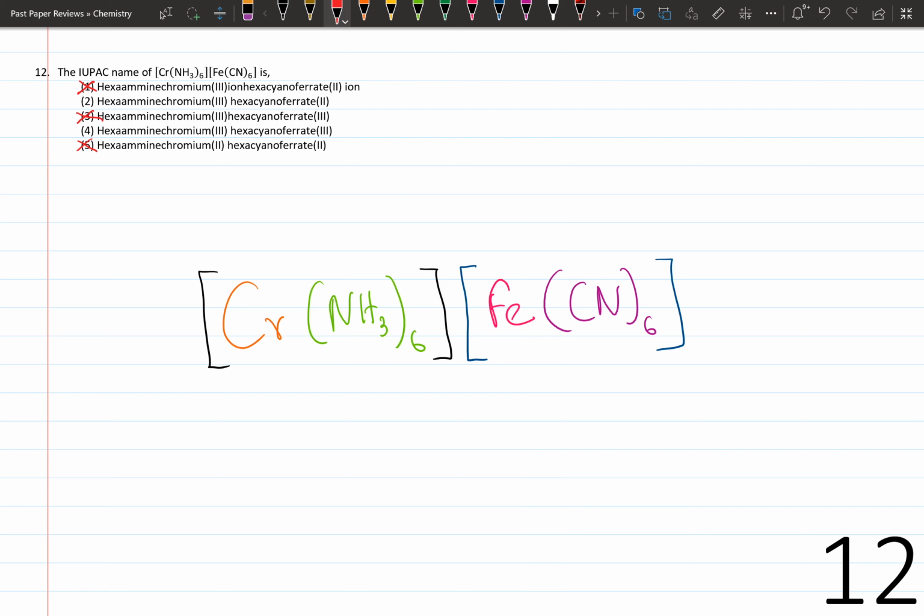Now we assume the oxidation state of chromium to be 3. Then the total charge of the cation will be 3. Therefore, the total charge of the anion should be 3 as well. For this to happen, iron should have an oxidation state of +3. This combination is found in answer number 4.